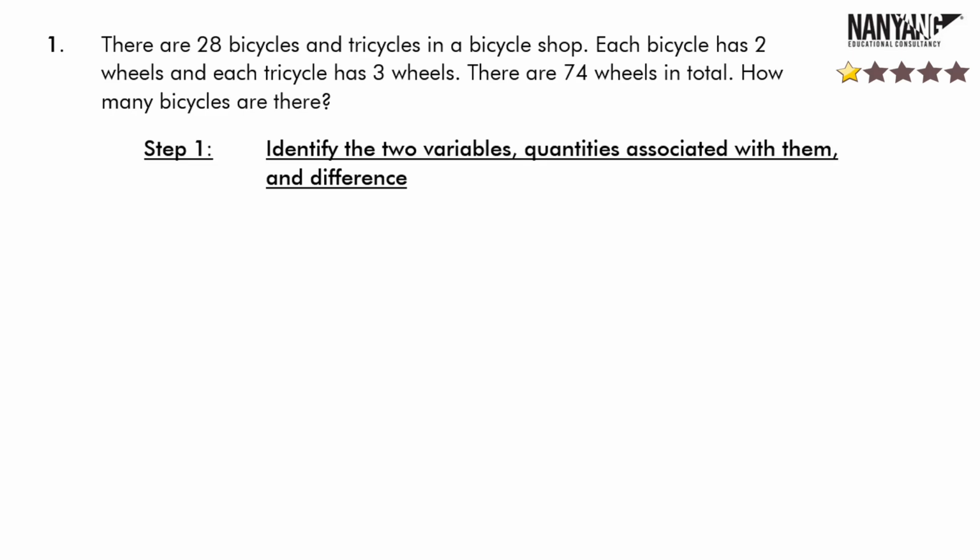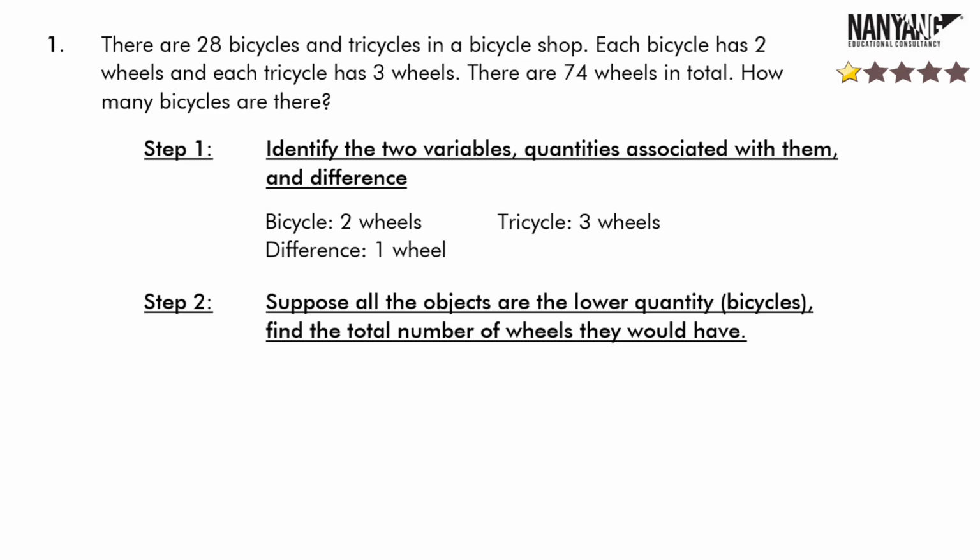Now let's see. Our step 1 would be to identify the two variables, quantities associated with them, and difference. What does that mean? It sounds complicated, but it's actually quite simple. Basically, bicycles each have 2 wheels, and tricycles each have 3 wheels. Their difference would be 1 wheel each.